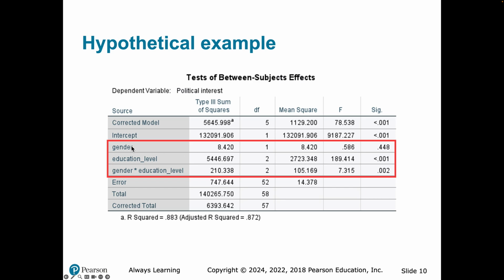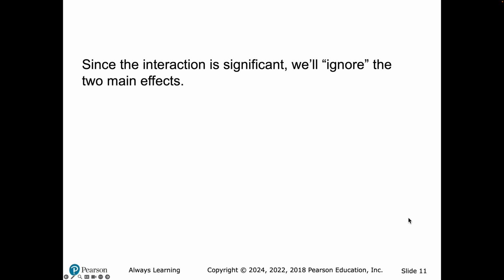So I would ignore gender, I would ignore education level, and I would dive into the techniques that I'm going to teach you to examine the mean differences across the interaction of gender and education level. Since the interaction is significant, we ignore the 2 main effects and focus on the interaction.